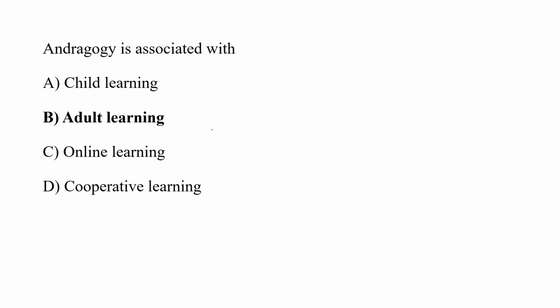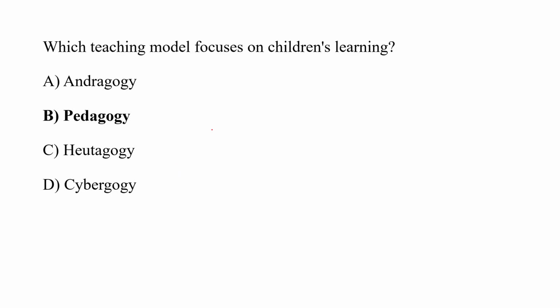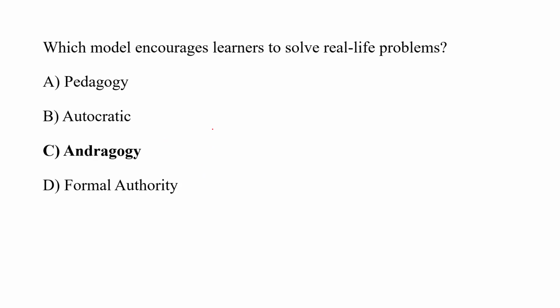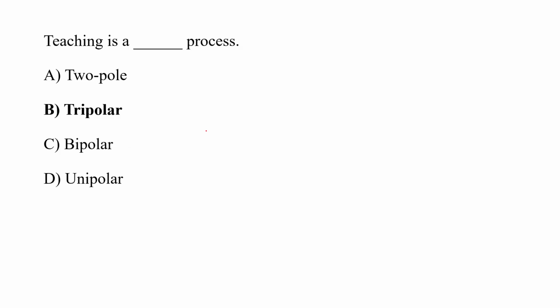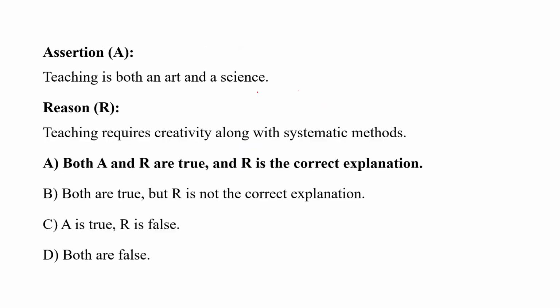And andragogy, what I said, that is called adult learning. And pedagogy is child learning. That is one. And which teaching model focuses on child learning? Pedagogy. And which model encourages learners to solve real life problems? Adult learners do that, so not pedagogy, actually andragogy. And teaching is actually a tripolar process. Tripolar process means student, teacher, subject; like this they normally say tripolar process.